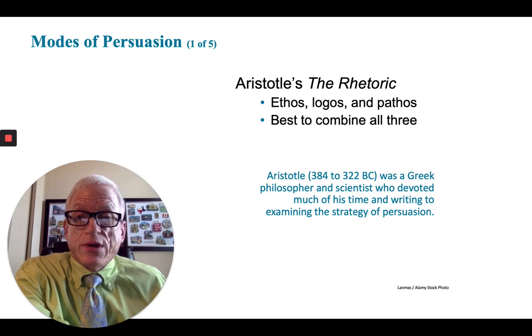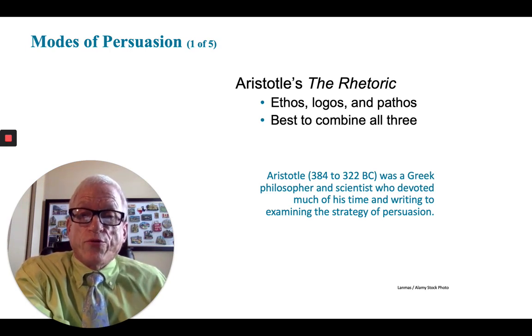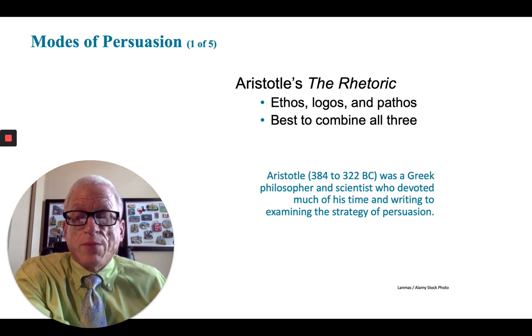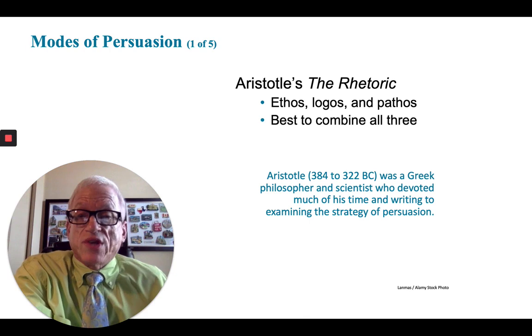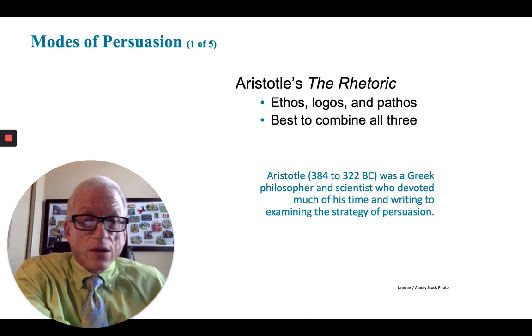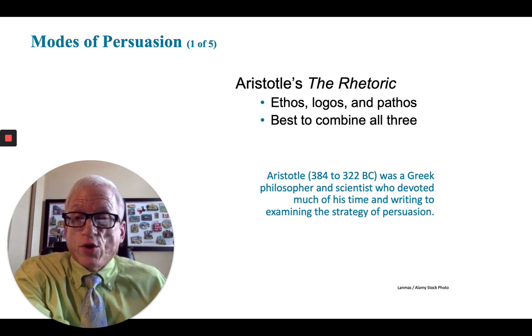For example, you didn't have lawyers then. If you were brought up on charges, you stood in front of a jury of your peers, members of the citizenry, and they would vote. They would decide your fate. And they decided that by your ability to argue, your ability to stand in front of that jury and argue your case.